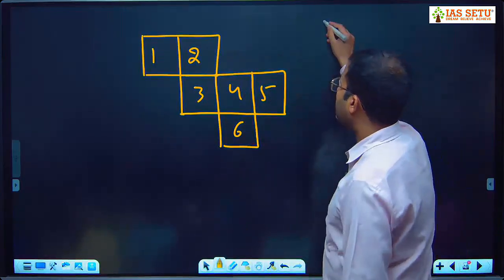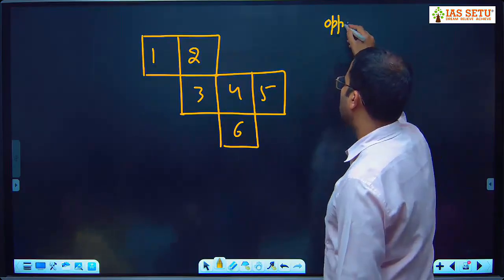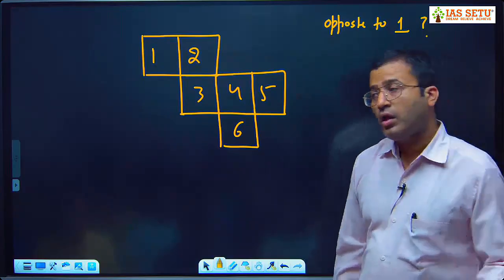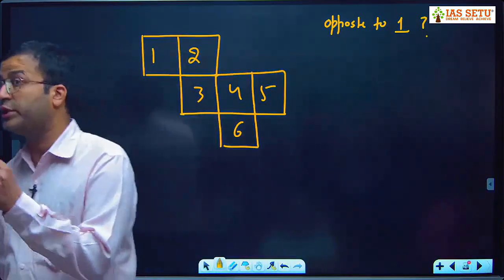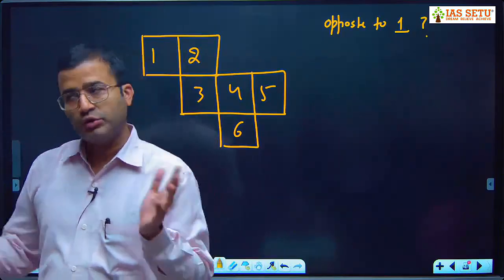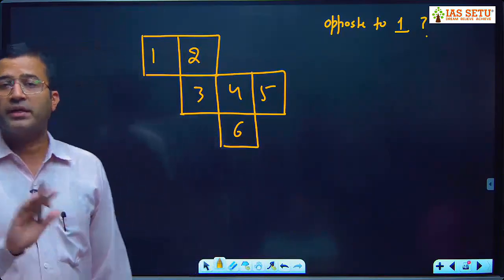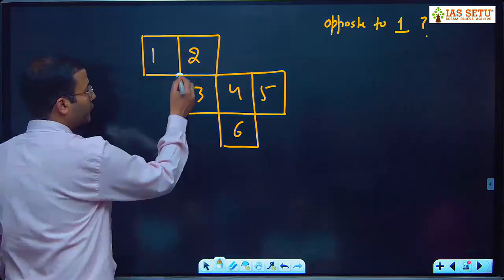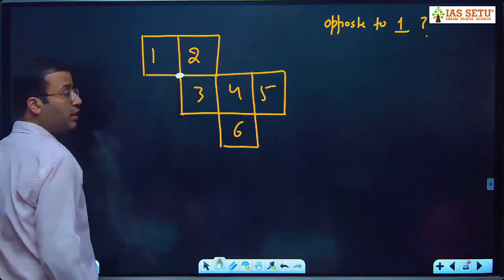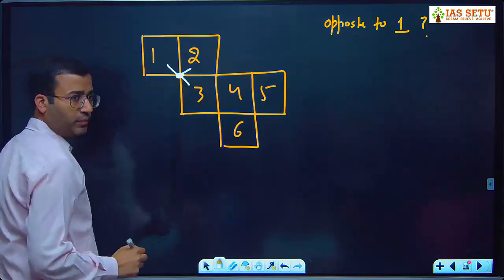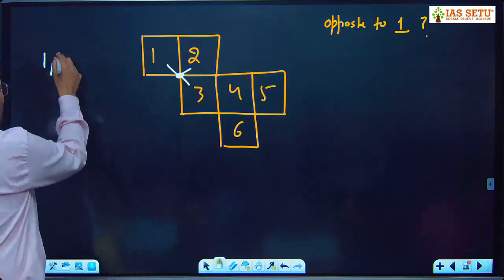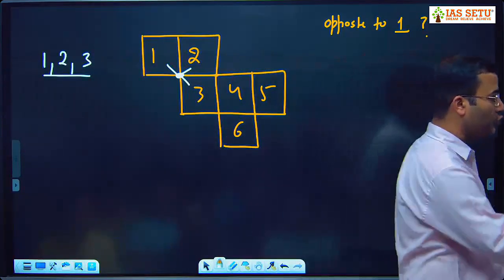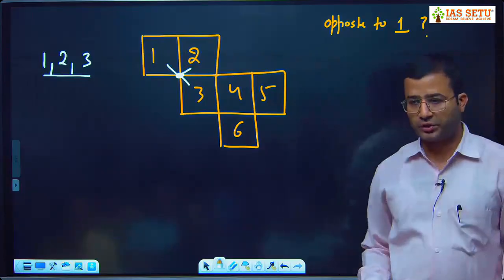Question is, find the face opposite to 1. One method is, if you are really good at visualization, you get a direct answer. You can fold it, you can use an eraser. But if you are not comfortable, then I will tell you what we will do. Step number 1, we will see this vertex. It is common for 1, 2, 3. So based on this vertex, I conclude 1, 2, 3 are adjacent to each other. 1 is adjacent to 2, 2 is adjacent to 3, and 1 is adjacent to 3.